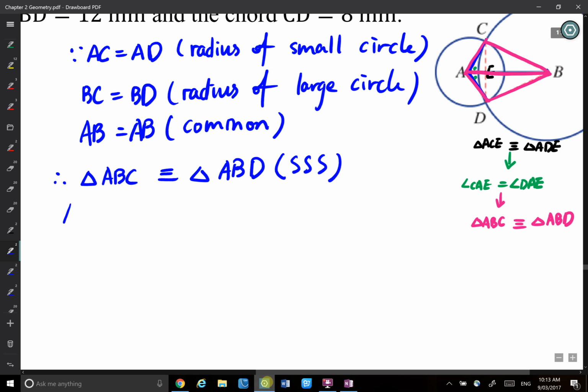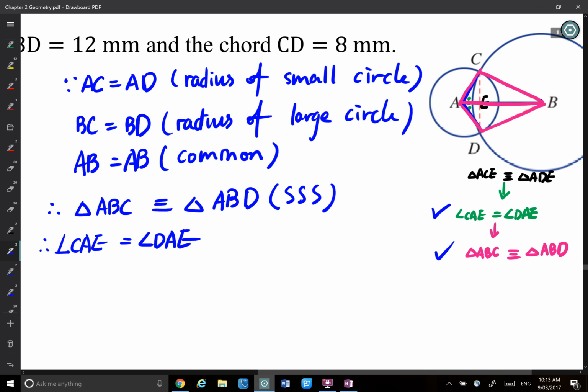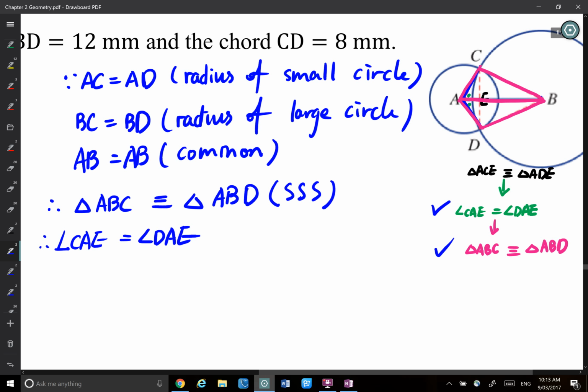Therefore, angle CAE equals angle DAE. That's exactly what I want. I need those two pieces of information.